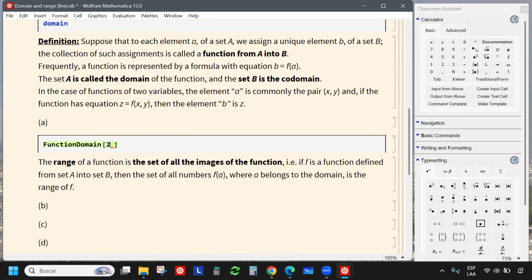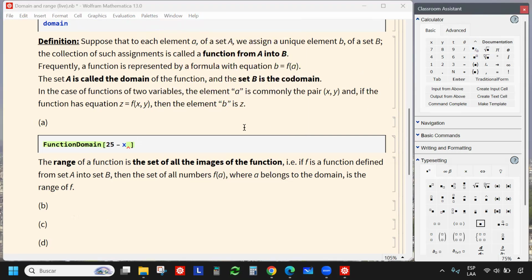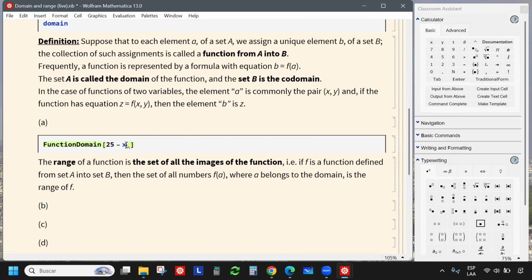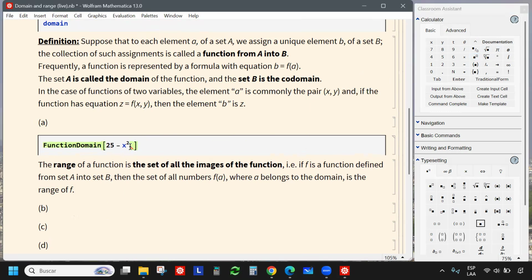It is 25 minus x squared. I will form the square with the Classroom Assistant palette. You select Palettes from here. And once you have the palette, I will click there, you click on the icon of superscript. So 25 minus x squared, and then the variables x and y. I forgot the comma, that's why the red hat appears there. Here it is.